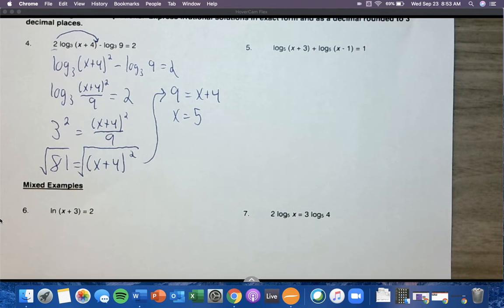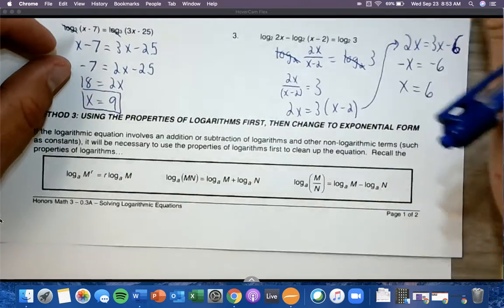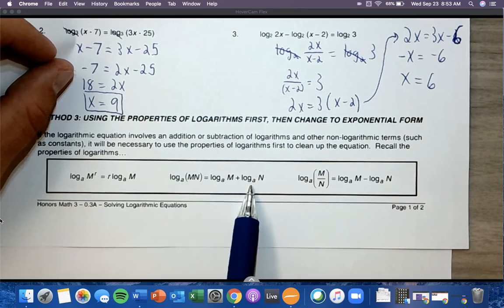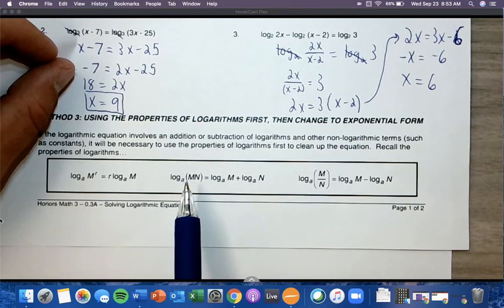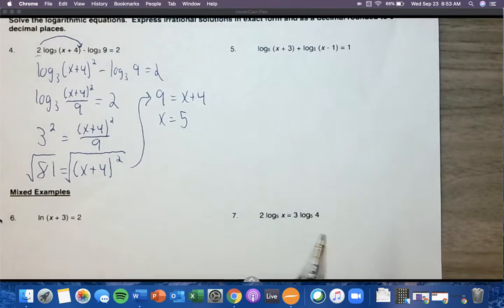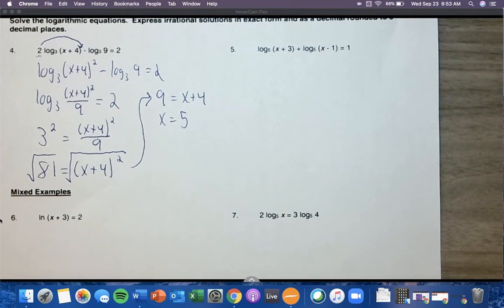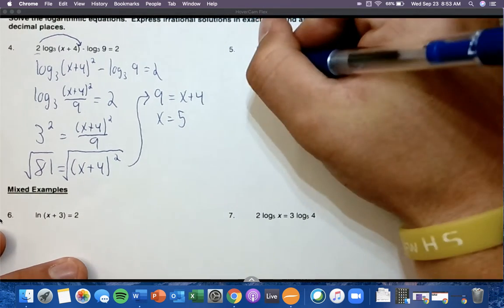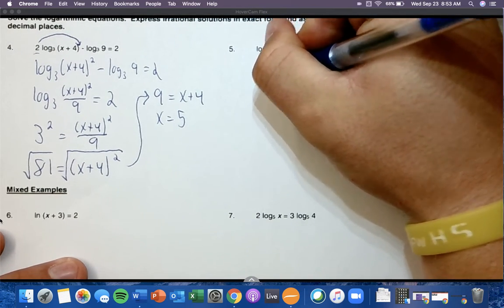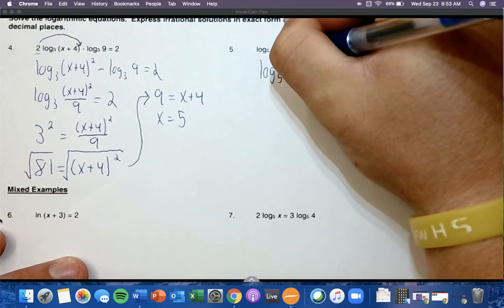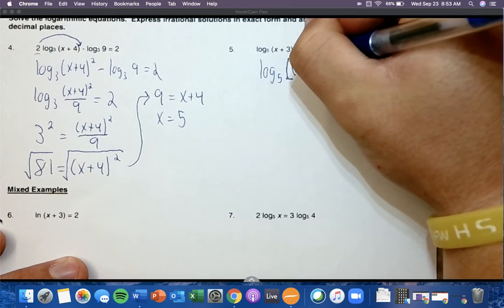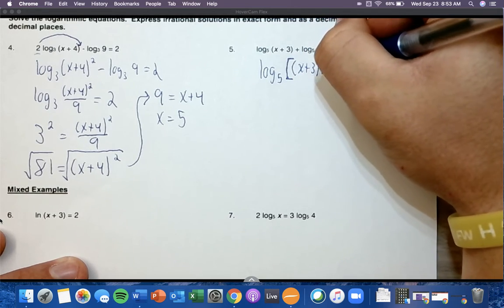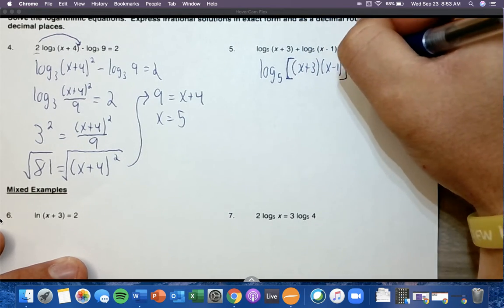So for number 5, what we can do is use our property of addition. If we have two logarithms that are being added together, we can bring them inside the same log and multiply them. So we have log base 5 of (x + 3) plus log base 5 of (x - 1). Well, we can just rename that log base 5 of, and let's give some brackets here, (x + 3) times (x - 1). And that's equal to 1.